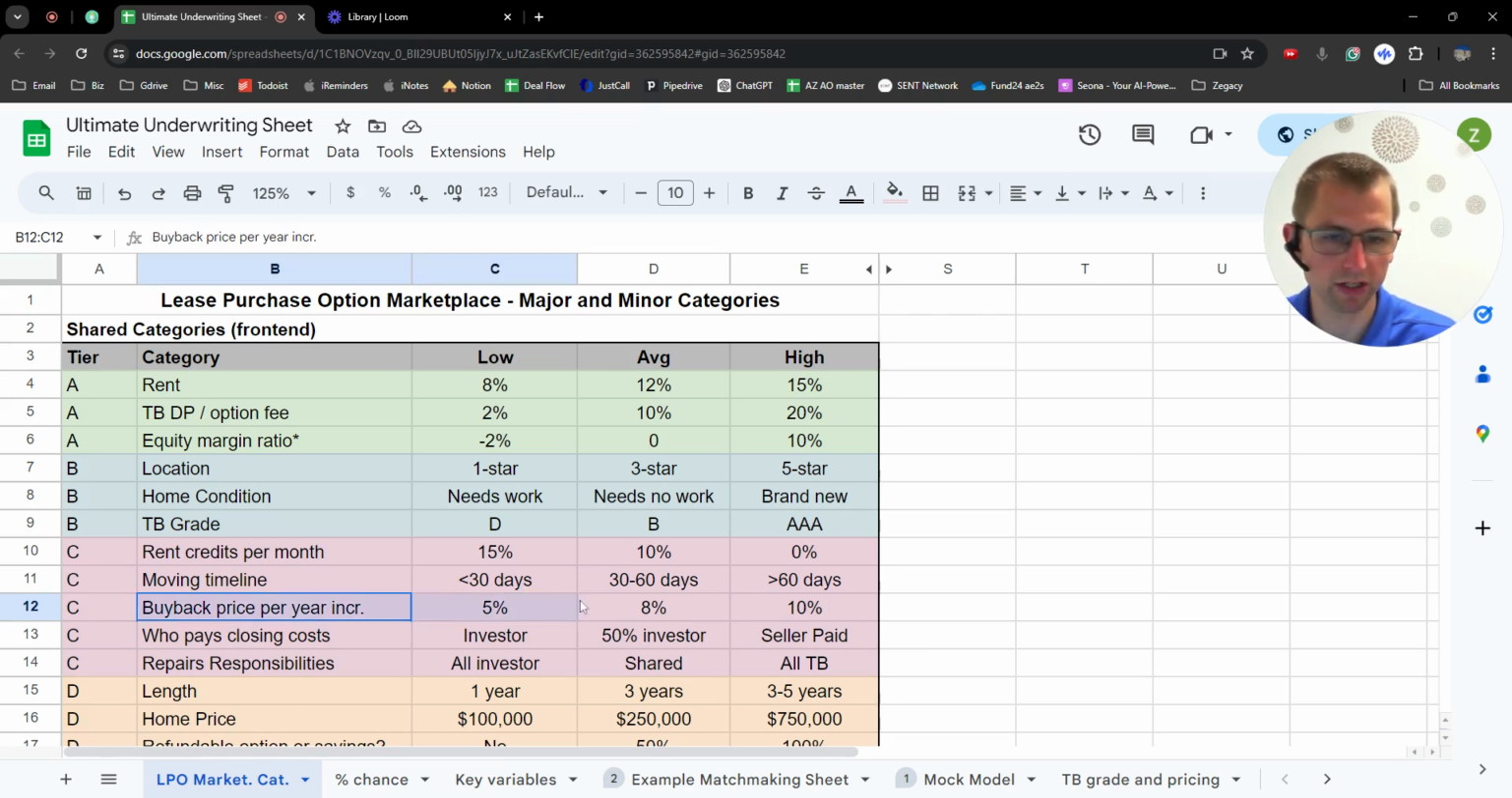And depending on what the home does, appreciation can range anywhere from negative to positive 20%, but this is the range that we found.